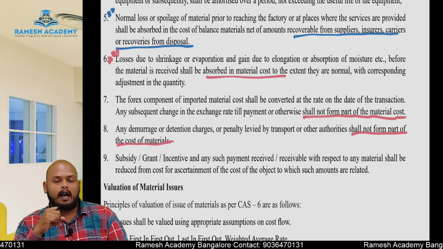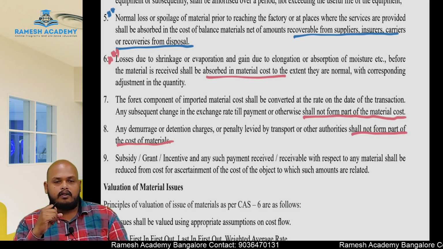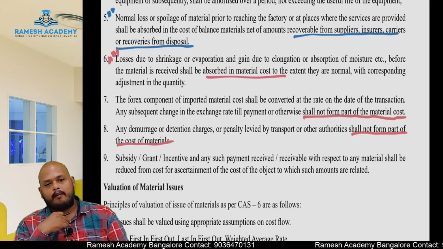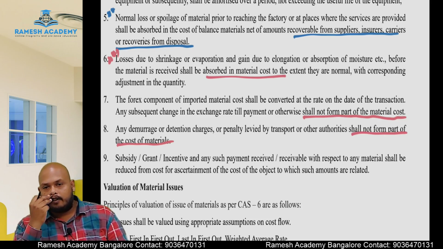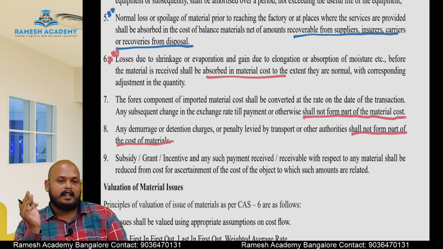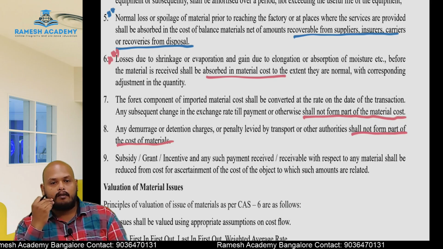Demurrage charges is an abnormal case. It happens due to our negligence, our carelessness. That is the reason it is deducted. It will not form part of the cost of material. It is deducted from the purchase invoice.